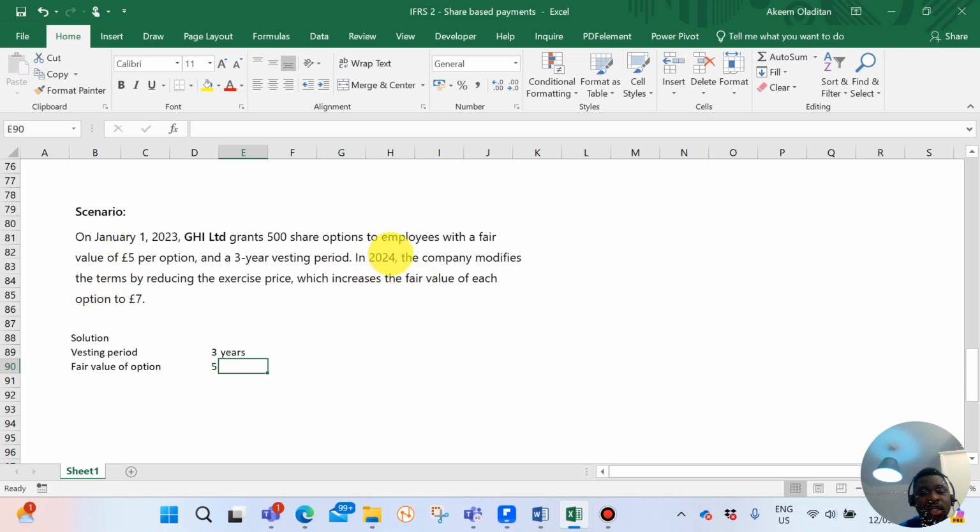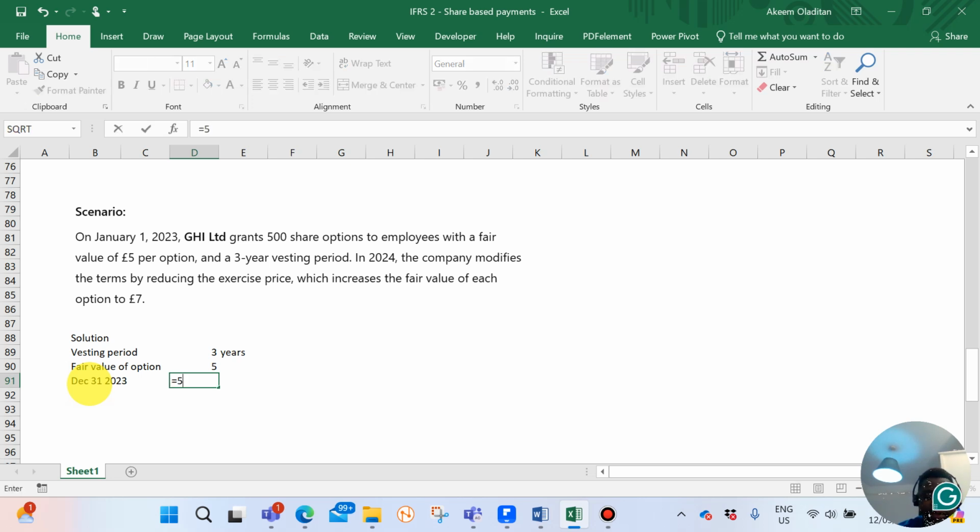So in 2024, the company modifies. That is by the end. Let's say this is 2023. Let's say December 31, 2023. The value will now be, because it's 500 options, it will be 500 times, what is the fair value? This is 2,500. If you look at it very well, we have 3 years to amortize, to allocate this to each of those periods.